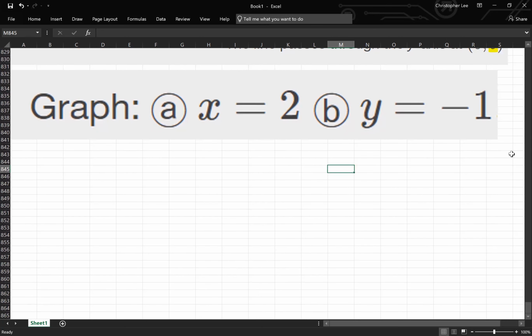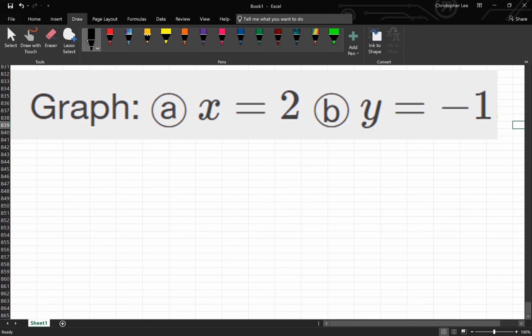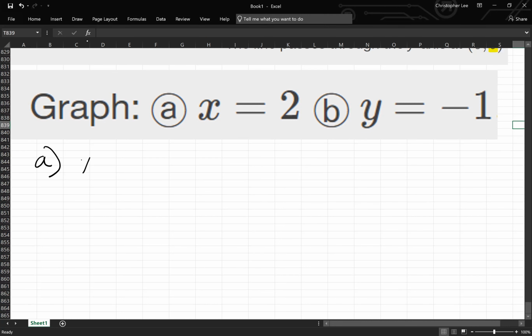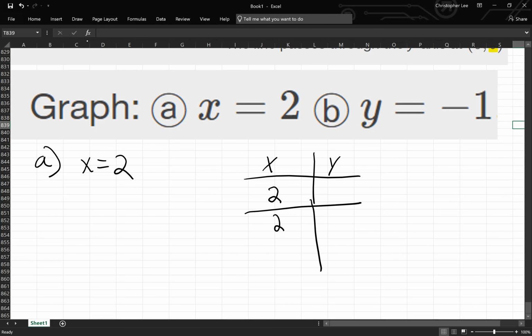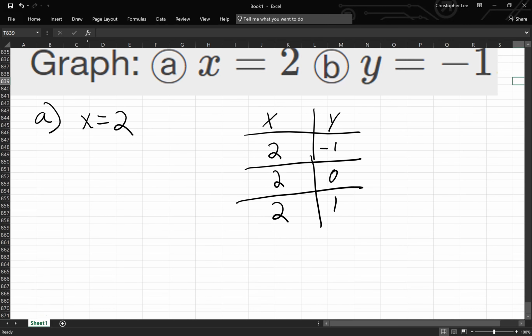Let me show you. So for this one, let's say for A, hold on, let me get a pen. I always make that mistake. Let's say for A, I have x is equal to 2, right? I'm gonna make a table of values. We have my X, we have my Y, right? So everything is 2 for X. So 2, 2, 2. And I could choose whatever I want for Y. You already know, -1, 0, 1.